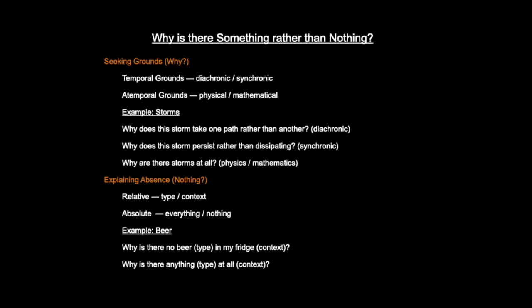In fact, within my question, why is there nothing here, there are a bunch of what you might call implicit restrictions. And there are two kinds of restrictions we can talk about here. One might be a restriction of type, and the other of context. So here's a different question. We're at home, having an interesting discussion, and I ask, why is there no beer? That's a sort of type restriction. I'm asking for a particular kind of thing.